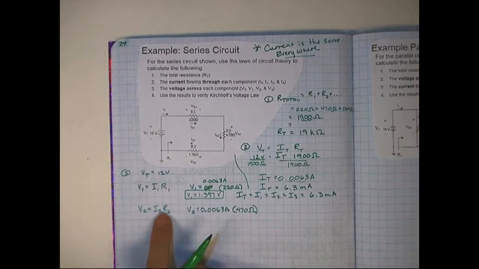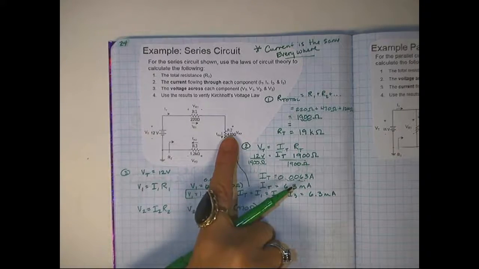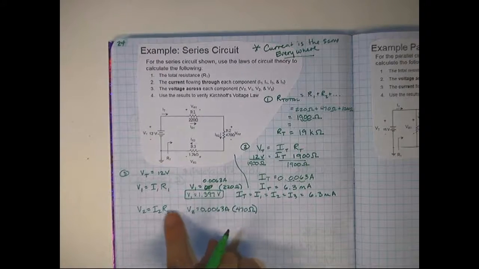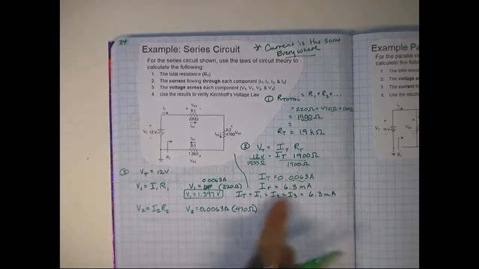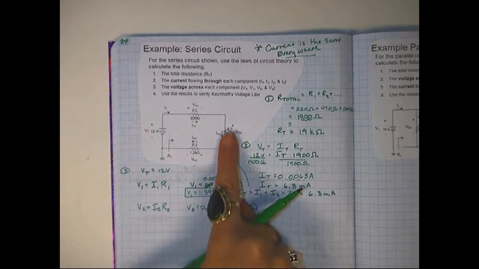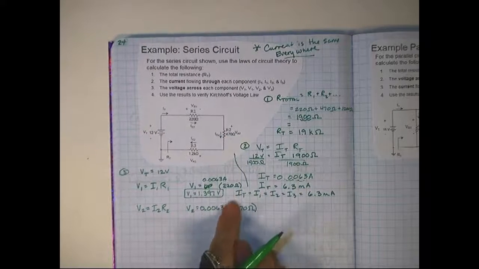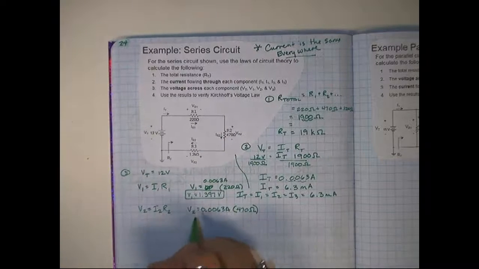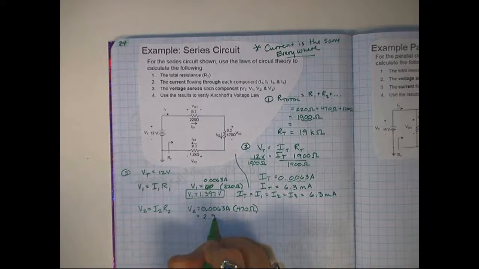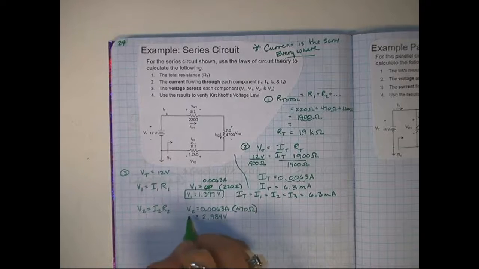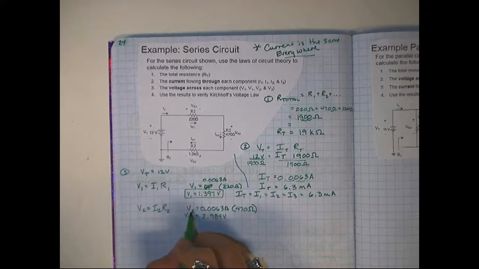Now we need to repeat the process for V2, so I'm going to do that. Okay, so I did Ohm's law for the second point right here. I plugged in the I2, which is the same thing here. I plugged in my resistance 2, which is that one right there. Plug this into my calculator, and I get 2.984 volts.